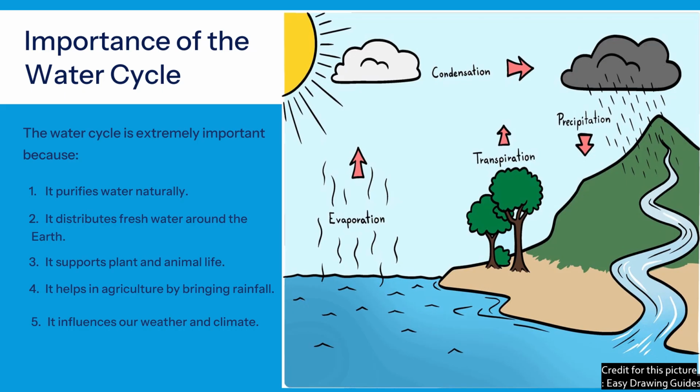Here evaporation is occurring, then it leads to condensation, meaning cloud formation. When the water droplets get heavier, it leads to dark clouds and then to precipitation. Here also is the transpiration from plants.